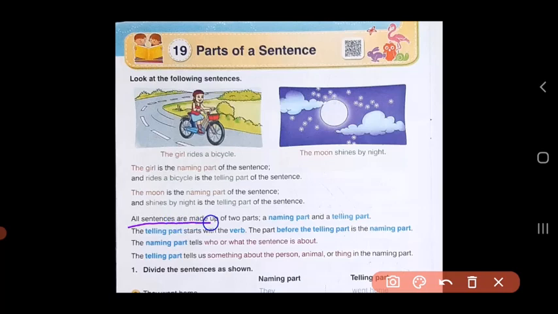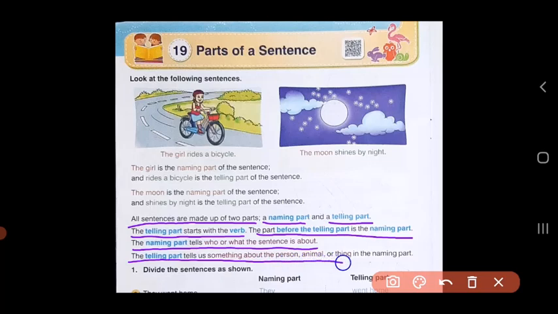All sentences are made up of two parts, a naming part and a telling part. The telling part starts with the verb. Verb means the action that is happening. The part before the telling part is called the naming part. The naming part tells who or what the sentence is about. So it talks about what or whom the sentence is telling us something about. The telling part tells us something about the person, animal or thing in the naming part.